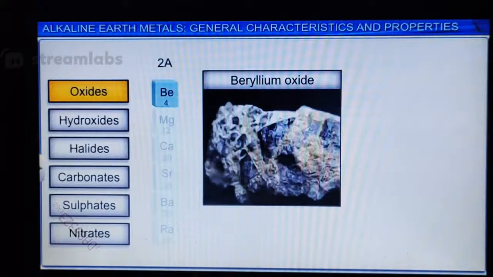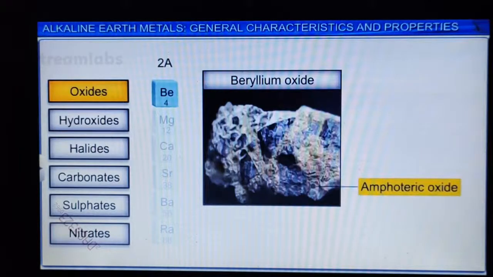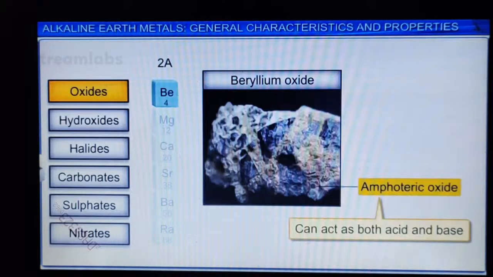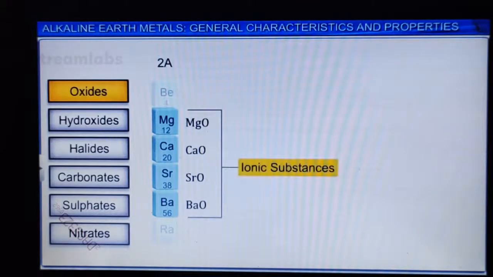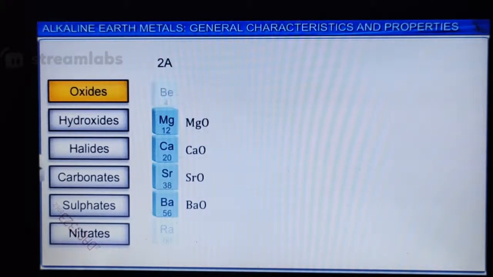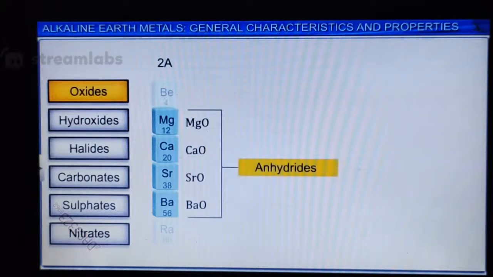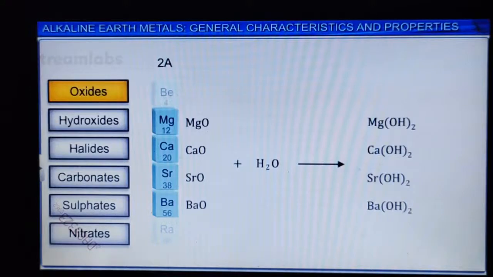Beryllium is essentially covalent in character, obviously because of anomalous behavior, it is amphoteric, it can act as both acid and base. This is because of the diagonal relationship with aluminium. Aluminium oxide is also like this, we discussed this as well. Most of them are ionic substances, obviously leaving beryllium for obvious reasons. Leaving beryllium aside, they are basic anhydrides, meaning if you dissolve them in water they will form hydroxides which are basic. That's why alkaline metals.